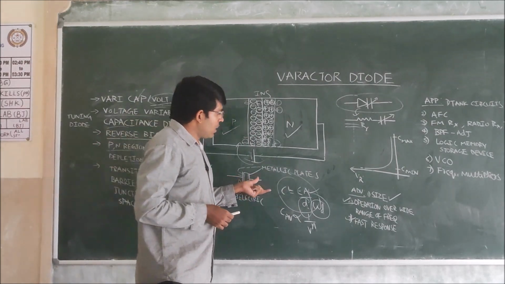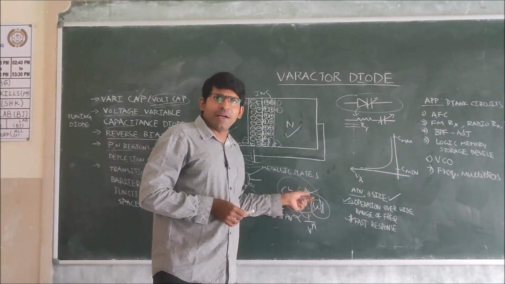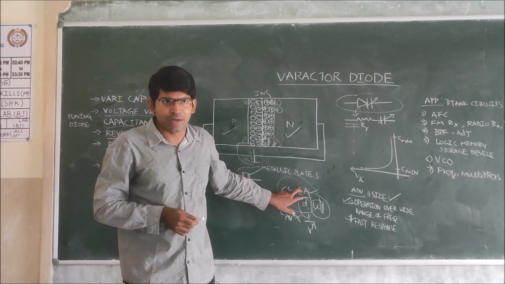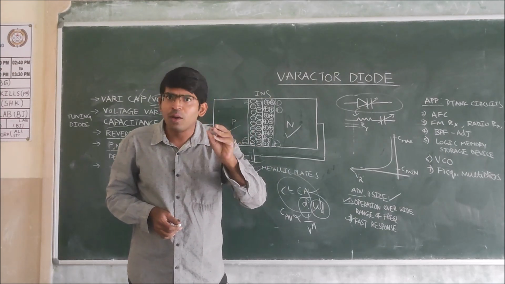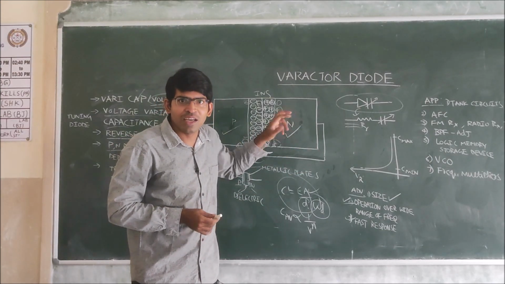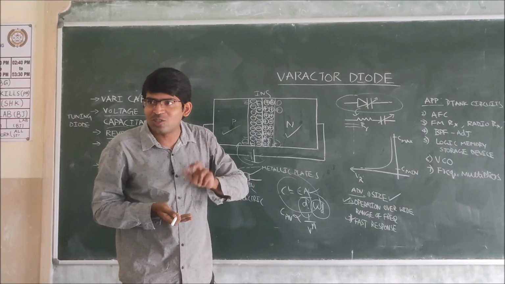Okay? C is equal to epsilon A by d. Epsilon means permittivity, the permittivity of the medium, which is fixed because we are using the same material. What is the material here we are using? Semiconductor or conductor or insulator?